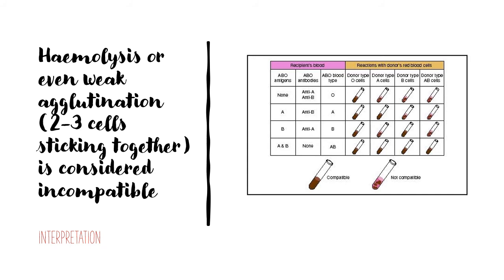You can see here when there is a light agglutination, it is shown in the test tube. So you can conclude depending on the table whether it is a compatible match or not.